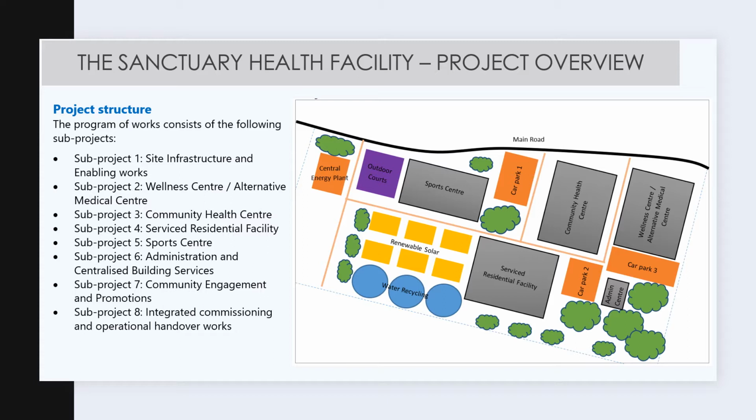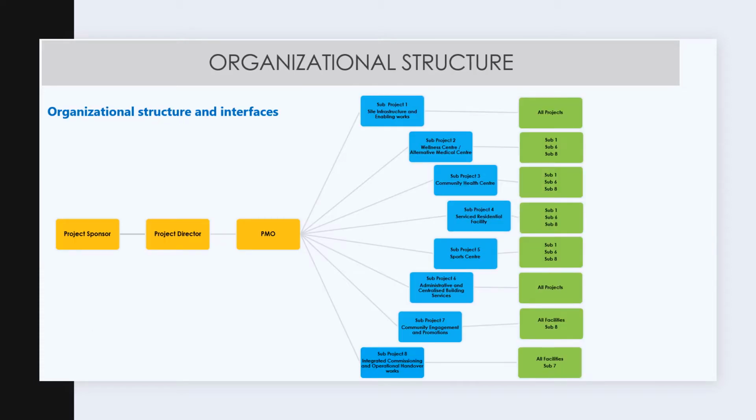The site currently has a vegetation coverage of 40% of the land area. A quick snapshot of the program infrastructure, which consists of 8 sub-projects, including the project I'll be discussing, that is sub-project 1, the Site Infrastructure and Enabling Works, or SB1. To note that SB1 interfaces with all other sub-projects. Identified are the remaining sub-projects and their interfaces with other sub-projects.